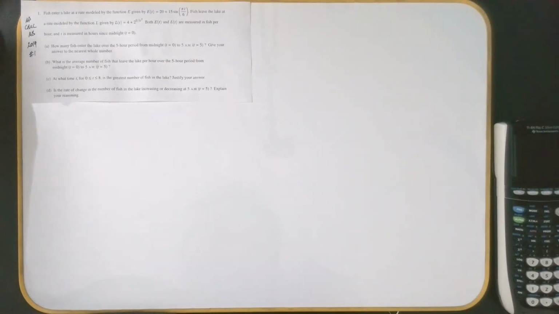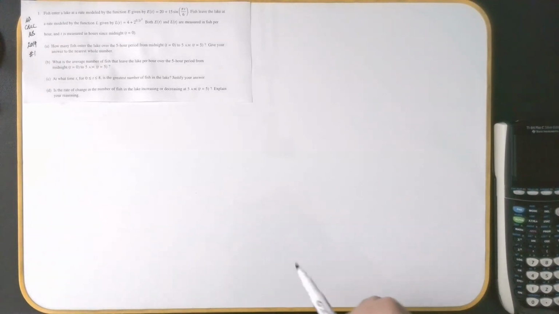Hey, Calc students, time for another FRQ on an old AP exam. This is from 2019, question number 1. And since it's question number 1, it is a calculator-based question. This is of the format of two rates: a rate of entering and a rate of exiting, or a rate of increase and a rate of decrease, and typically an initial condition. So let's read the question, get a feel for it, and then we'll go from there.